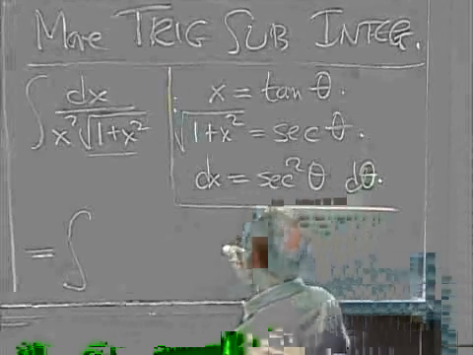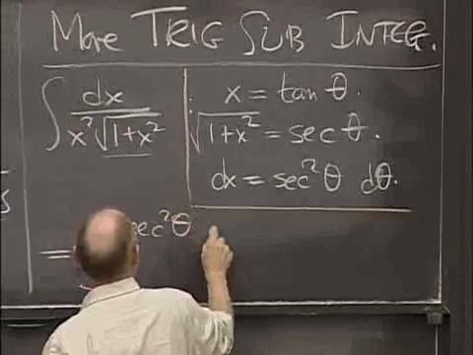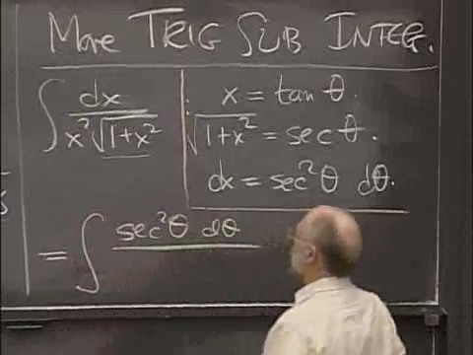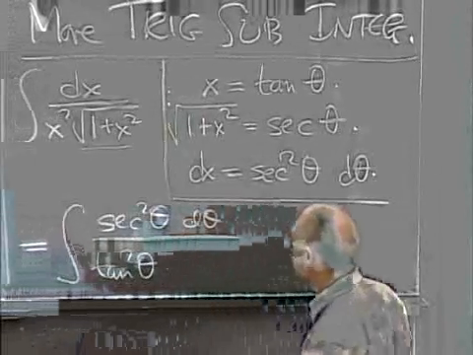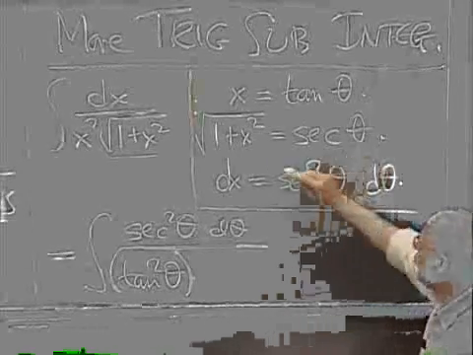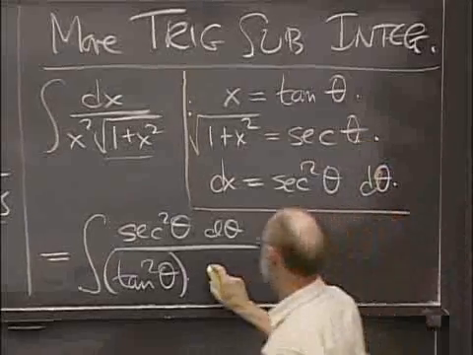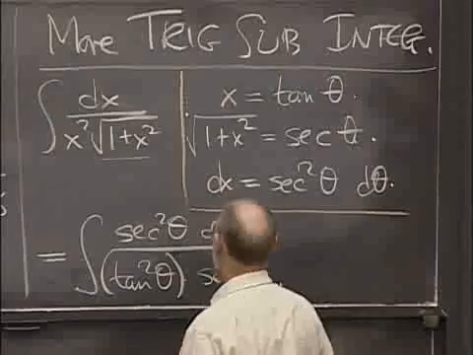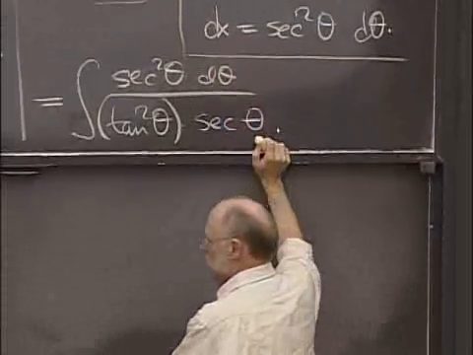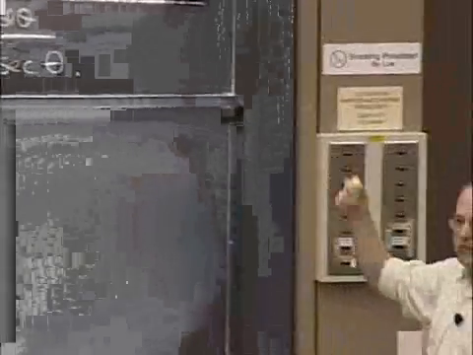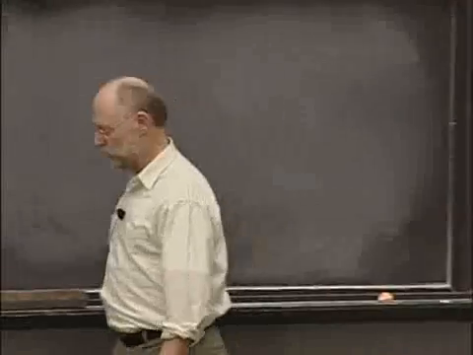So dx is in the numerator. That's secant squared theta d theta. And then the denominator, well, it has an x squared. That's tangent squared theta. And then there's this square root, and we know what that is in terms of theta. It's secant of theta. Okay, now we've done the trig substitution. I've gotten rid of the square root. I've got everything in terms of trig functions of a new variable.